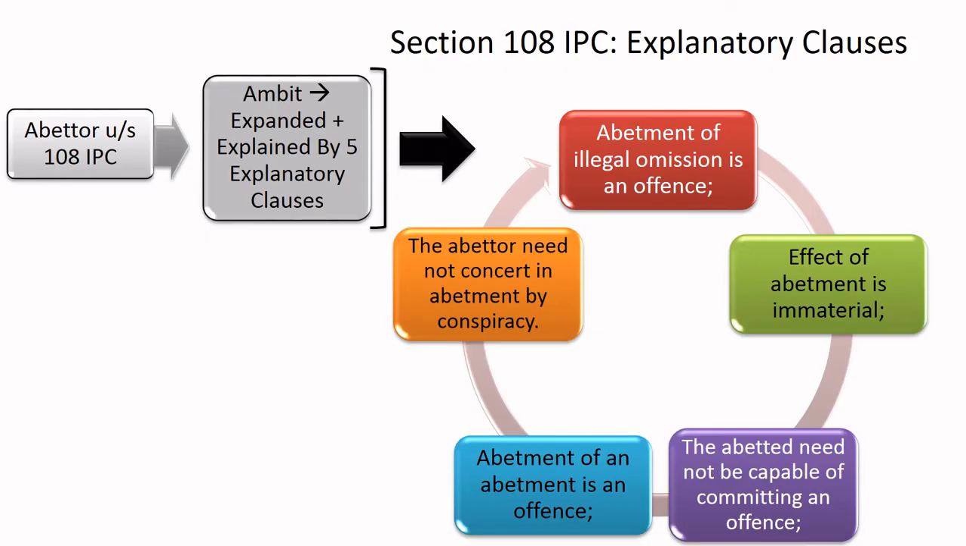Clear? Along with the definition, the provision has also put forward 5 explanations which expand the concept of abettor as also abetment. The explanations are: abetment of illegal omission is an offence, effect of abetment is immaterial, the abetted need not be capable of committing an offence, abetment of an abetment is an offence, and the abettor need not consent in the abetment by conspiracy. Now let us examine each of these clauses in detail.